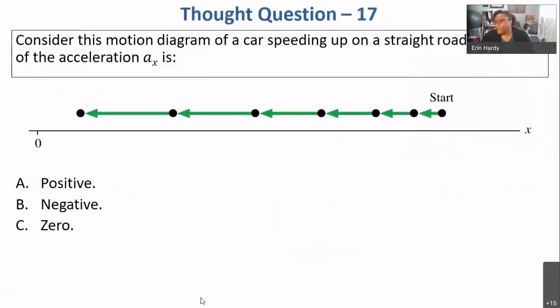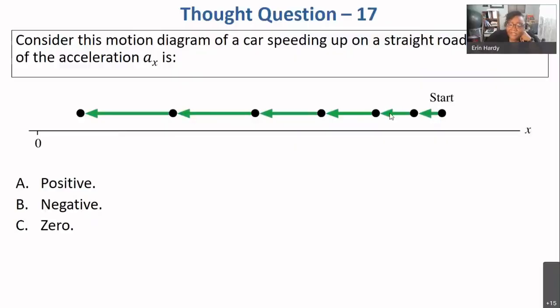So now we've got another thought question. Consider this motion diagram of a car speeding up on a straight road. The sign of the acceleration is either positive, negative, or 0. So we have an object that starts off on the right side of the origin. The earliest point in time is this one here, the particle that's only connected to the tail of a vector, but not a tip.